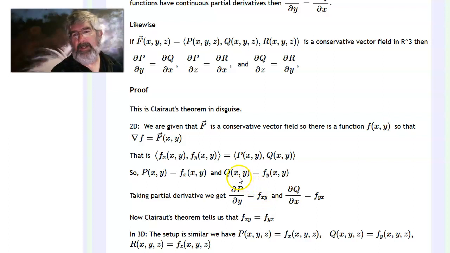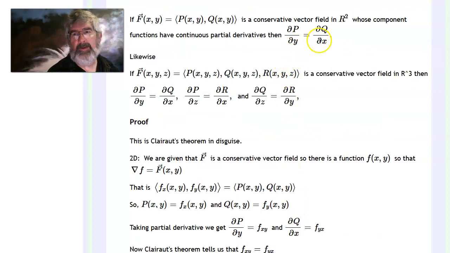Likewise, over here, if I take the partial of q with respect to x, and the partial of this with respect to x, so both sides, same thing here, the partial of q with respect to x has to equal the second partial of f, first with respect to y and then with respect to x. But here's where Clairaut's theorem comes in and says, hey, this mixed partial is equal to that mixed partial, and so the partial of p with respect to y has to equal the partial of q with respect to x, as we claimed in the statement of the theorem up here.